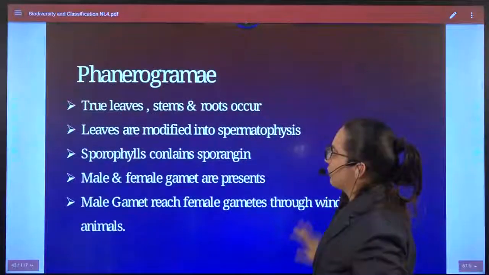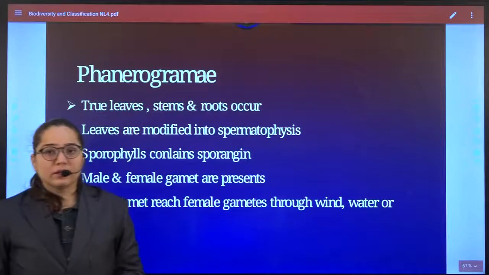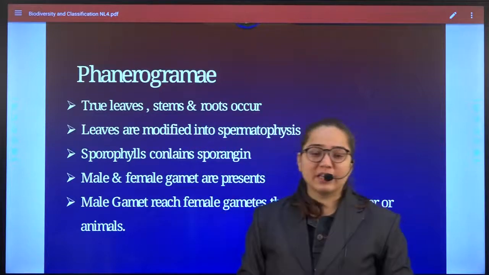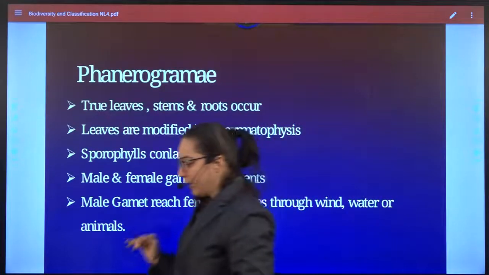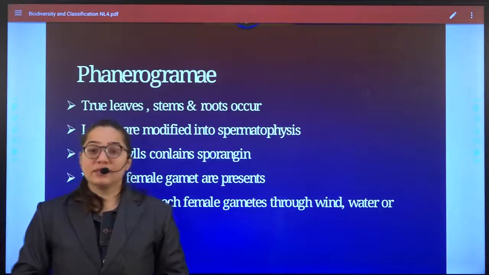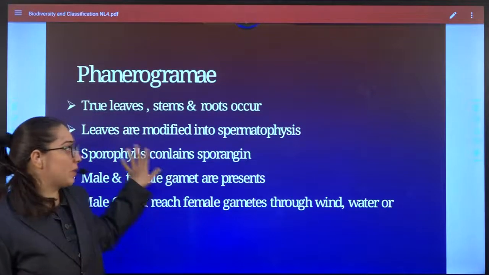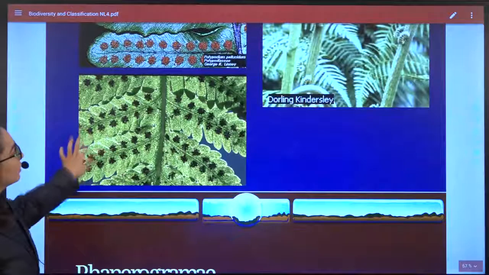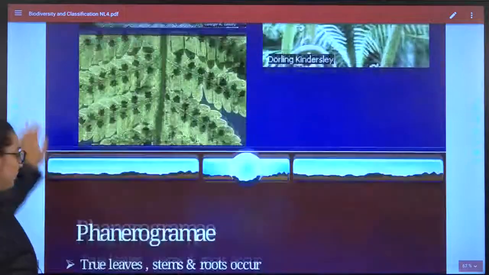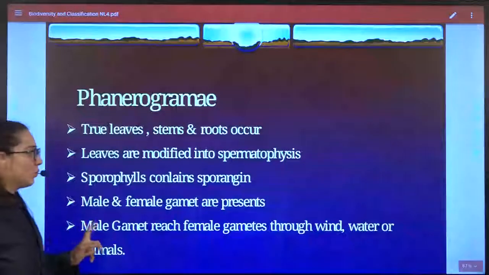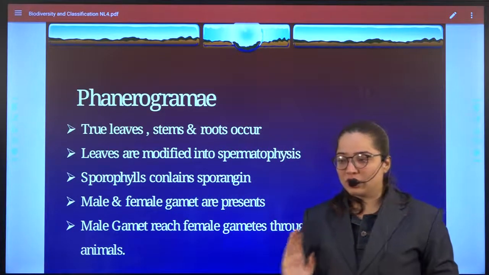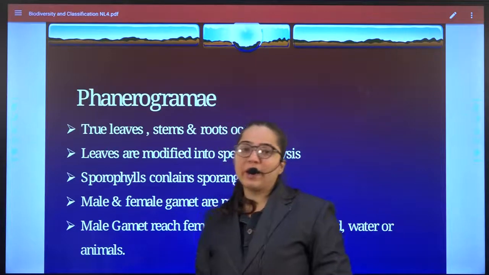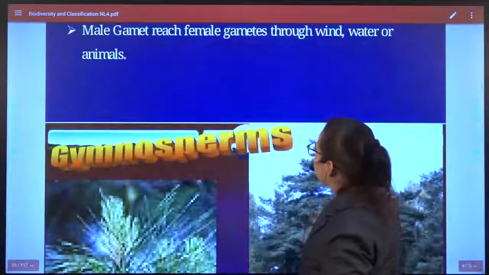After that we have the group Phanerogams. They are further divided, as you know, kingdom Plantae into cryptogams and phanerogams. If we talk about phanerogams, then they have true leaves, stems and roots. The leaves are modified into sporophylls, like this, you can see. Red color spores. These sporophylls contain sporangia. Male and female gametes both are present, and the male gamete will reach the female gamete through wind, water or animals. That is the basic way of pollination. Gymnosperms, this is about it.